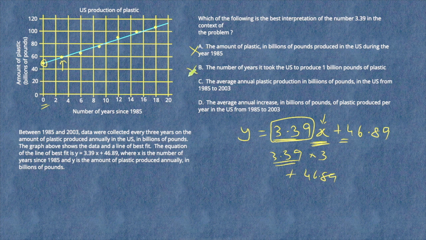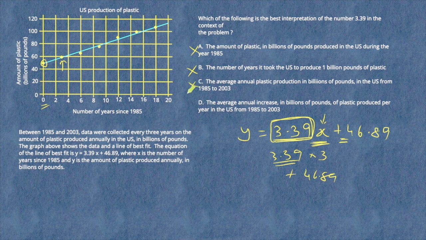C. The average annual plastic production in billions of pounds in the US from 1985 to 2003. So that's not the average annual plastic production, because if you see in the year 1985, they produced 46 billion. So 3.39 billion cannot be the average. So that is also not the answer. Obviously, D is the correct answer.